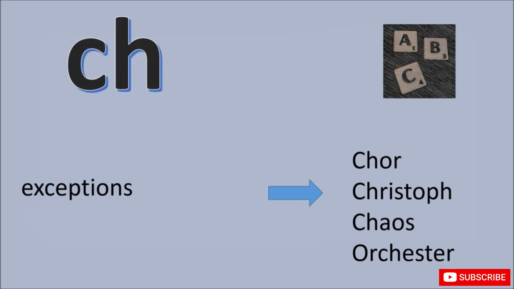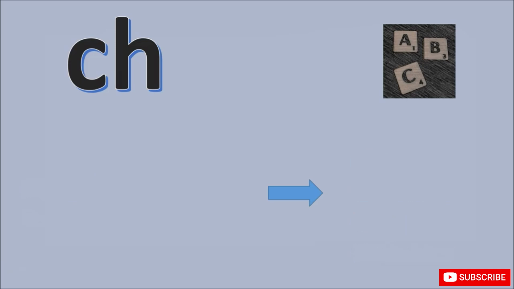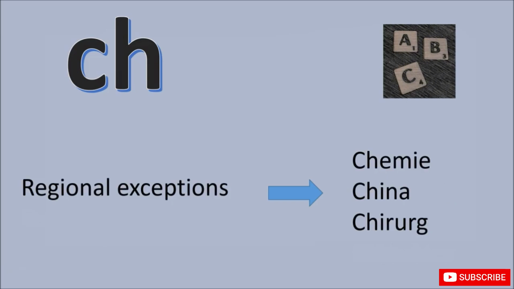Some exceptions. CH here, again with foreign words, is pronounced like the K again. So Chor, Christoph, Chaos, Orchester. And some regional exceptions. Now, I've only ever pronounced these three words as Chemie, China, Chirurg, because that's what we say where I come from. Chemie, China, Chirurg. In other areas, people say Chemie, China, Chirurg.